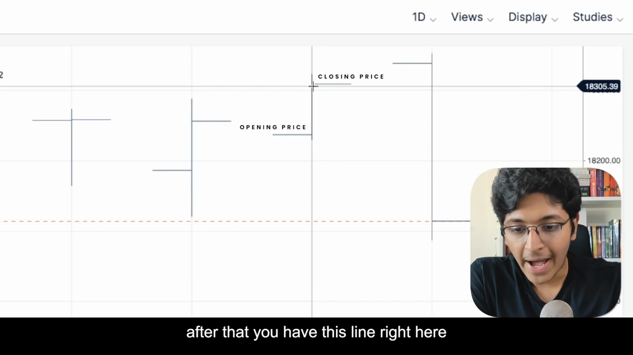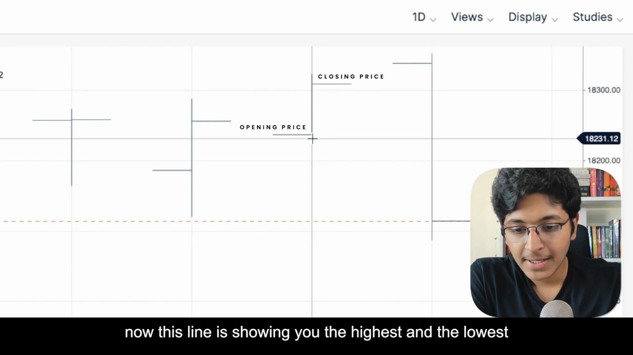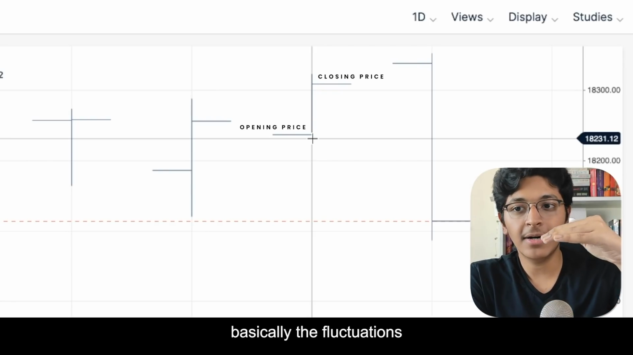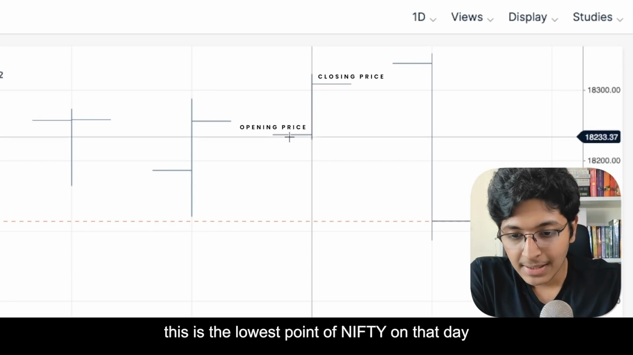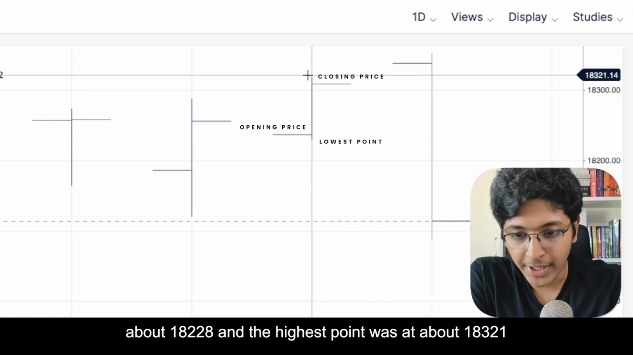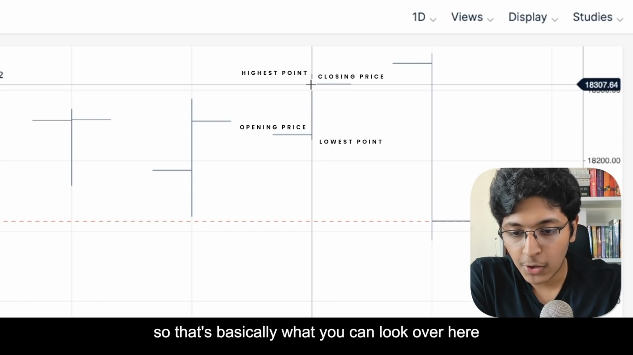After that, you have this line right here. Now this line is showing you the highest and the lowest price of Nifty on that day. Basically the fluctuations that happened throughout the day. This is the lowest point of Nifty on that day, about 18,228, and the highest point was at about 18,321. So that's basically what you can look at over here.